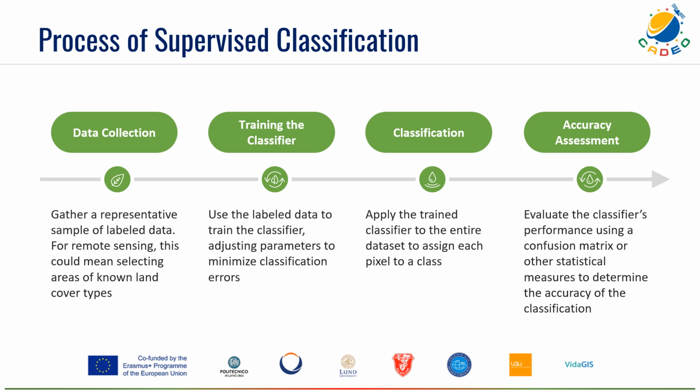And the third step, classification. That means we apply the trained classifier to the entire dataset to assign each pixel to a class. And then after that, we have to evaluate the classifier's performance using a confusion matrix or other statistical measures to define the accuracy of the classification.